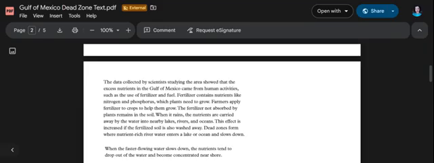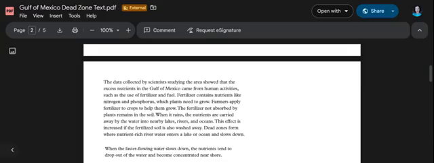Fertilizer contains nutrients like nitrogen and phosphorus, which plants need to grow. Farmers apply fertilizer to crops to help them grow. The fertilizer not absorbed by plants remains in the soil. When it rains, the nutrients are carried away by the water into nearby lakes, rivers, and oceans. This effect is increased if the fertilized soil is also washed away.